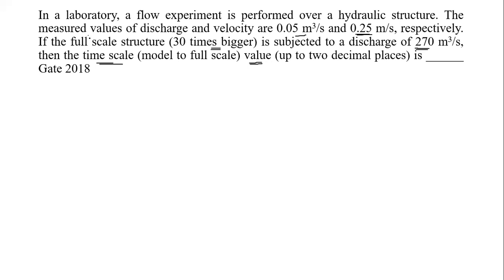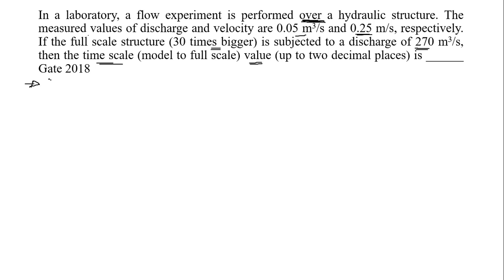Over a hydraulic structure means the flow will be under gravity. It will not be under pressure. The flow will be under gravity. This gives us a clue about which type of model law was used for the design of the model. Which model law would have been used, Reynolds or Froude? Froude model would have been used.